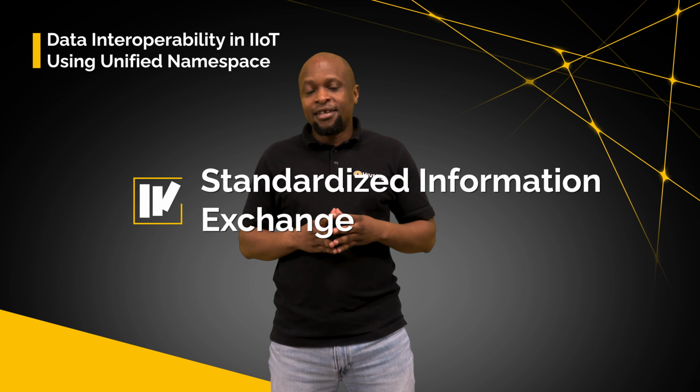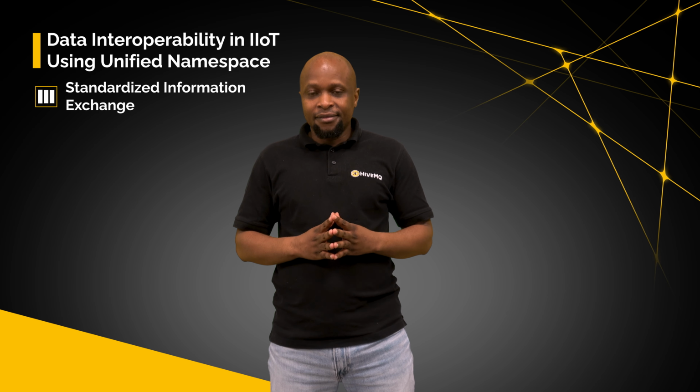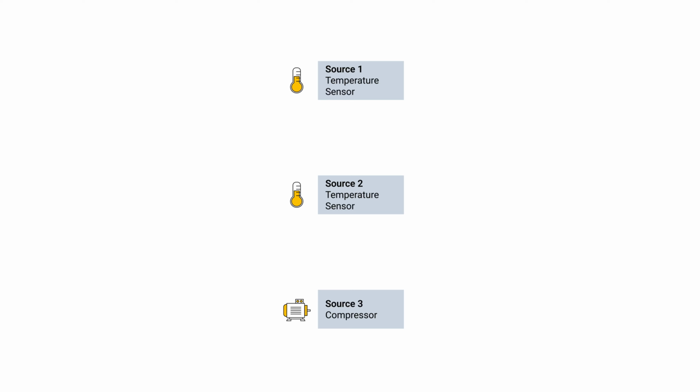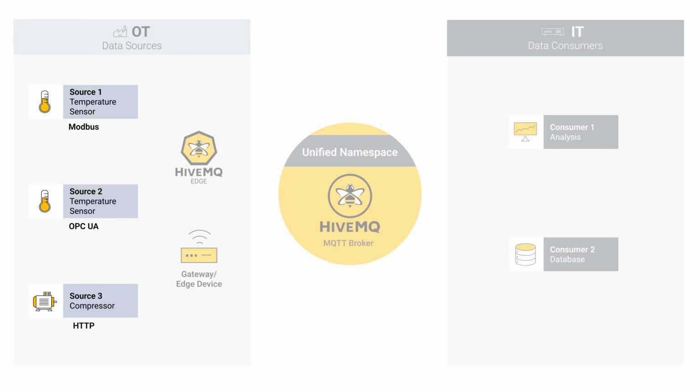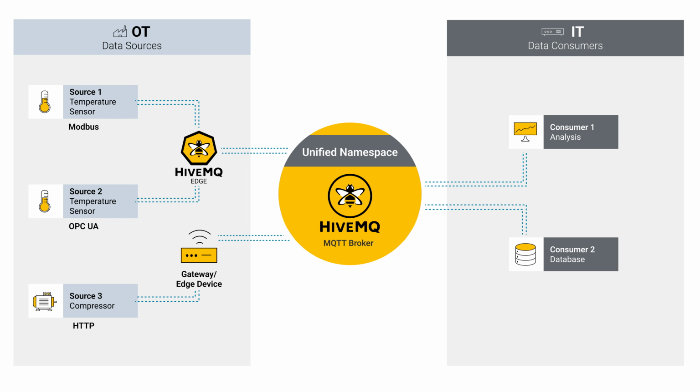Now, why do you need data interoperability? The manufacturing environment typically consists of heterogeneous systems where different data formats and different connectivity interfaces are used in different systems. So for these systems to be able to exchange information and understand each other, it is important to standardize on the data formats and also standardize on the connectivity interface.